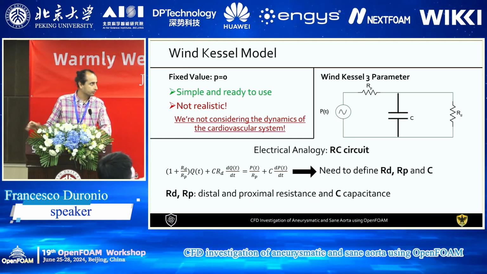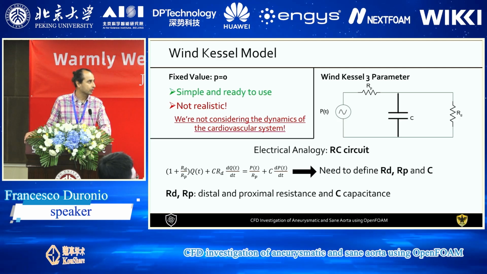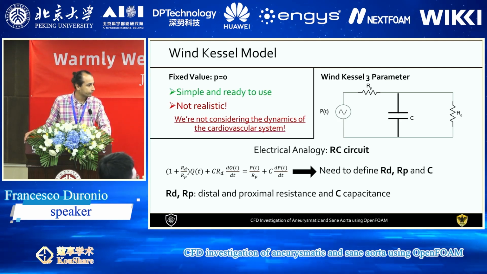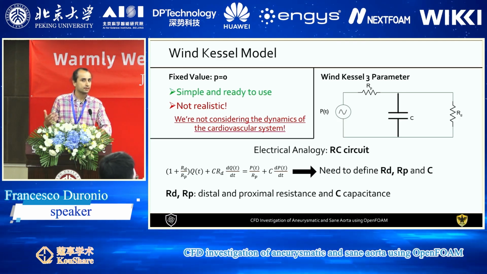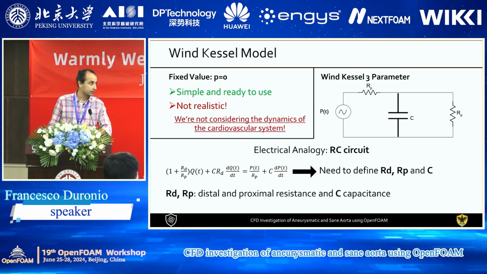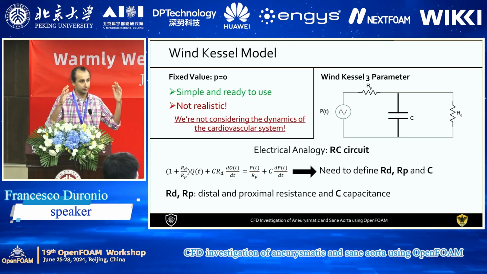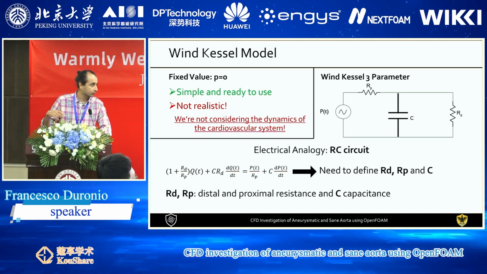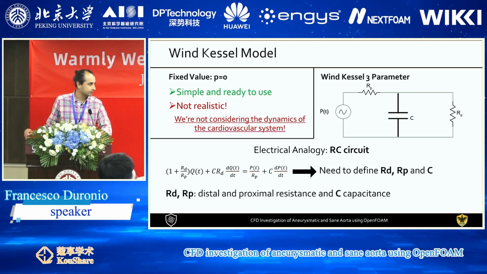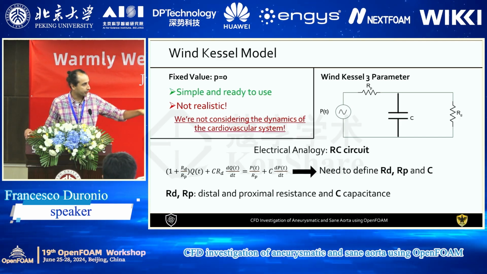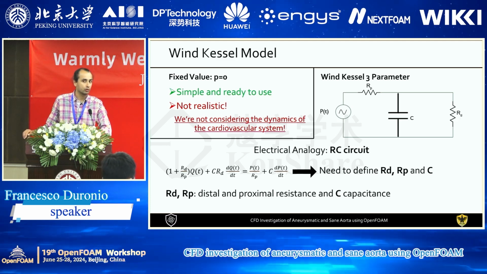So we have a great model, which is the Windkessel model, which relies on an electrical analogy to an RC circuit, where we have two resistances, the proximal and the distal resistance, and a capacitor. These three elements somehow represent the hydraulic characteristics of the downstream cardiovascular system of the piece we are considering, in our case the aortic arch. We have an equation like the one on the bottom of this slide. It's a differential equation, and if we manage to define RD, RP, and C, we can compute the pressure that depends on time, and that gives us quite realistic behavior of the cardiovascular system.